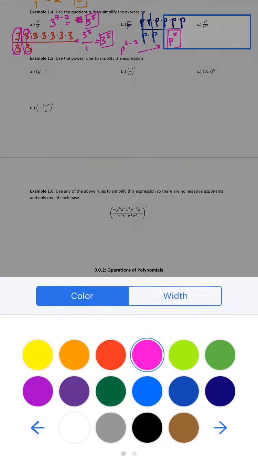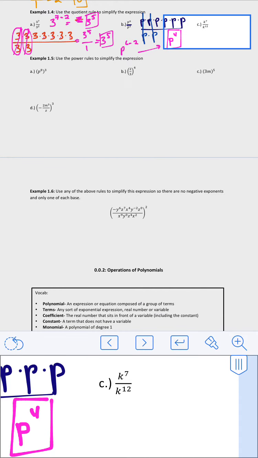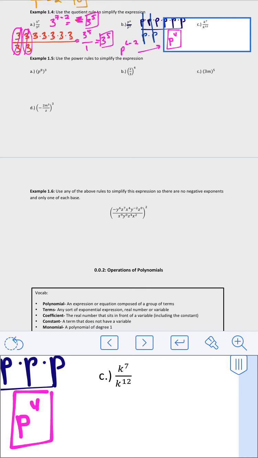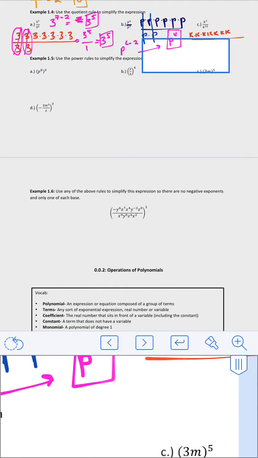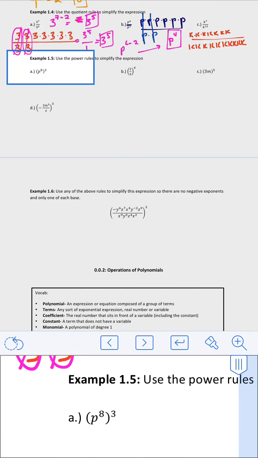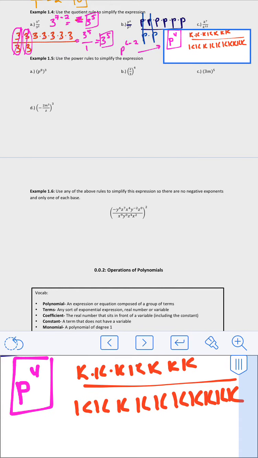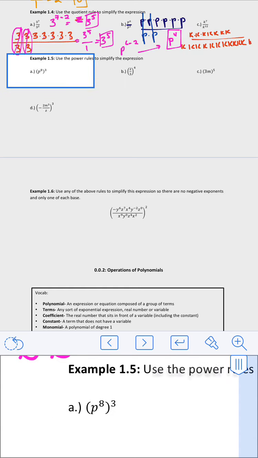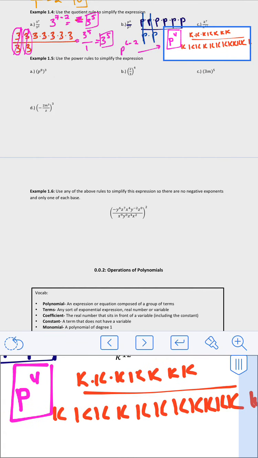Let's try it one more time. k to the 7th over k to the 12th. Well, if we think about that, we've got k, 3, 4, 5, 6, 7 over 1, 2, 3, 4, 5, 6, 7, 8, 9, 10, 11, and 12. So I've got 7 over 12, right?